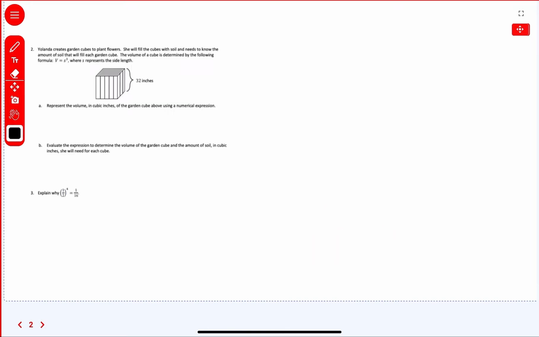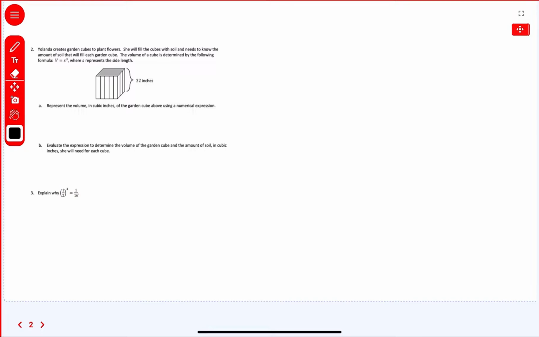Page 2 says, Yolanda, she's all about building something, ain't she? She creates a garden cubes to plant flowers. She will fill the cubes with soil and needs to know the amount of soil that will fill each garden cube. So we're talking about volume here.